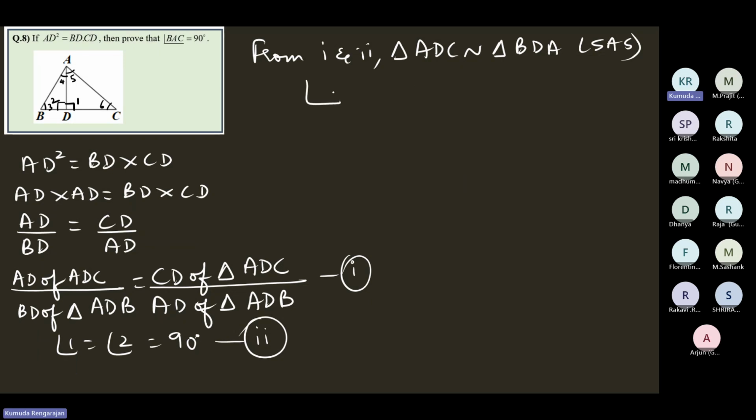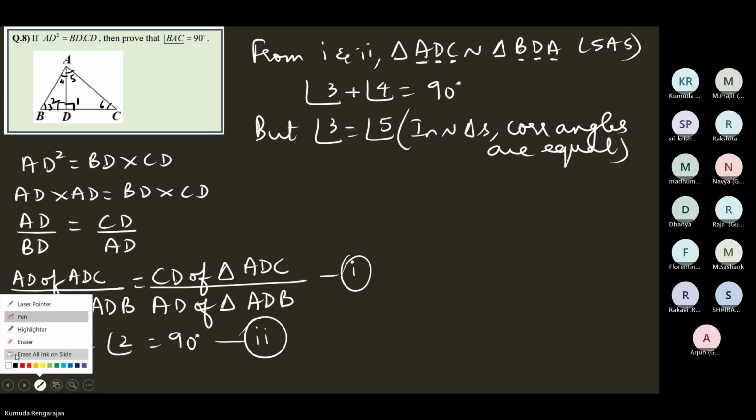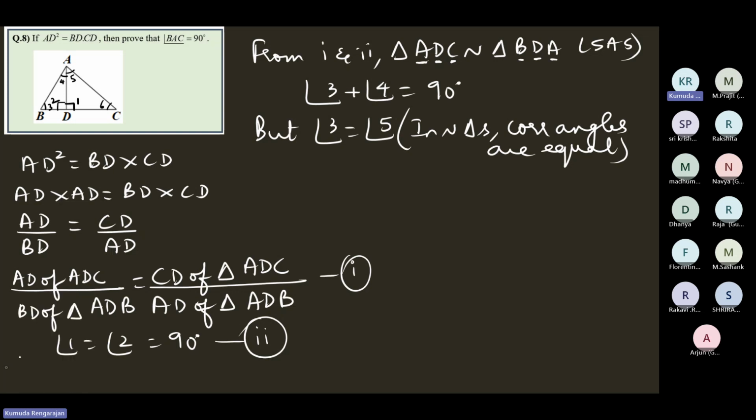So we write angle 3 plus angle 4 is equal to 90. But angle 3 is equal to angle 5 because in similar triangles, corresponding angles are equal. See, compare: angle A is equal to angle B, D is 90 in both the triangles, and C is equal to A. So look at this, children. In this triangle ADC, let me just draw it here because it's getting very crowded.